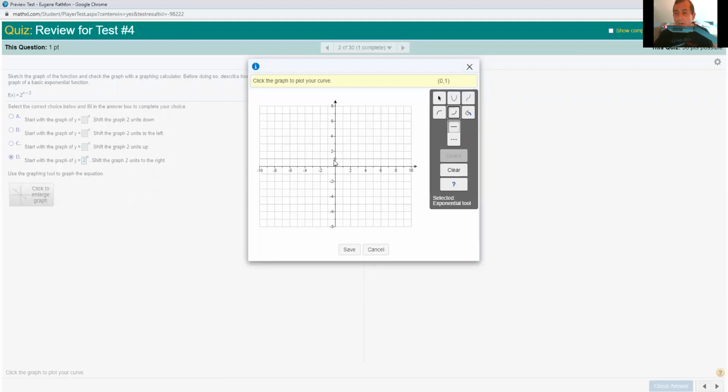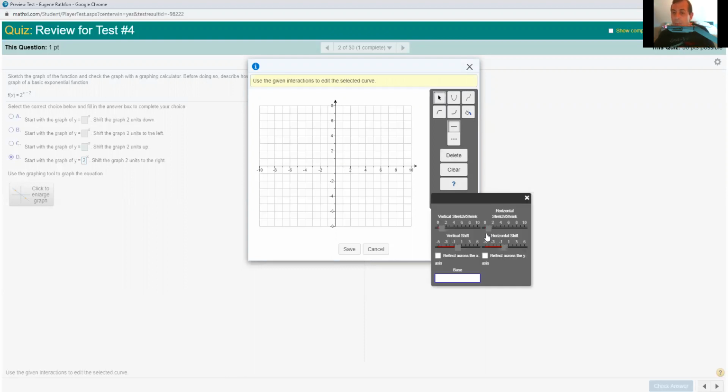Now it's going to draw a graph, but it's going to bring this box up. So when you first start, it's going to put them all right here in that position. You got to come over here and tell it what move you did. Well, over here we said we shifted the graph 2 units to the right. So left and right would be horizontal. And I'm going to move that to 2. So I'm at 2, and notice it moved my graph for me.